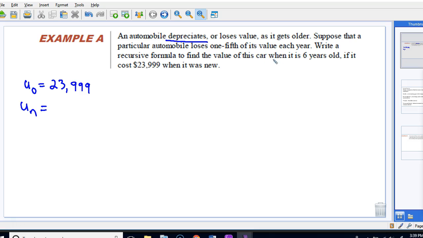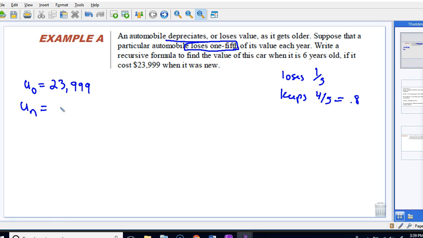Now, are we adding or subtracting the same amount of value every year? No, because it loses 1/5. So we know it's losing. This is kind of important, that it loses 1/5 of its value. So if it loses 1/5, that means it keeps 4/5 of its value, right? The car gets to keep 4/5 of its value, which is the same as 80%, which is 0.80. So every year it gets older, it keeps 80% of whatever it was at the previous year.